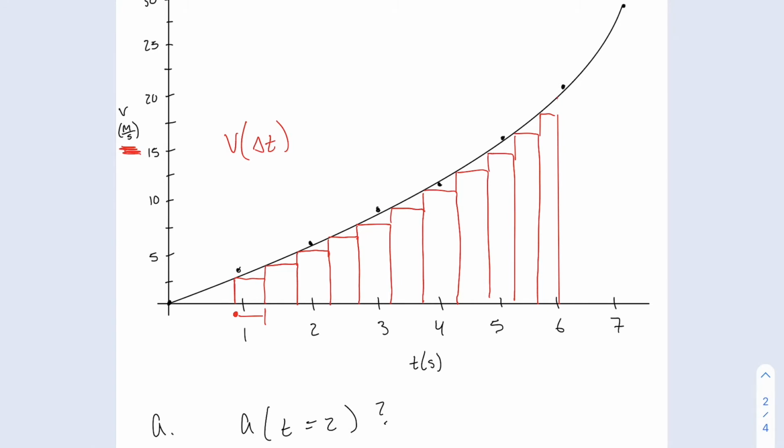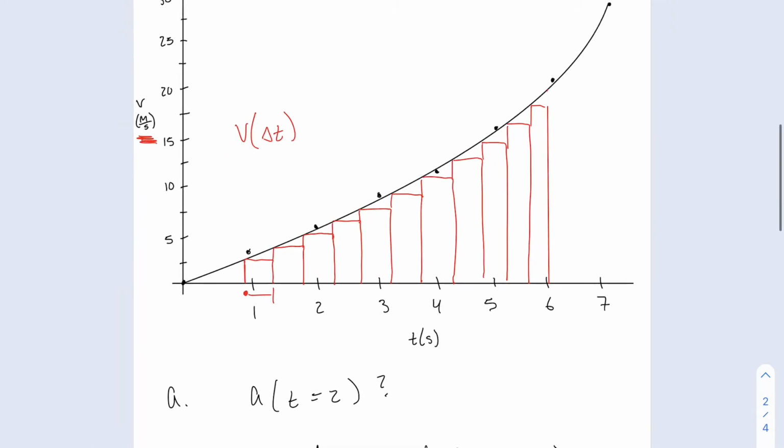So how could we fix that then? Well, what we could do is increase the number of rectangles, right? So what we could do is decrease this time interval, delta t, to smaller time intervals. But then the problem is you're going to have to calculate this a lot of times, right? So this is how you could estimate the area under the curve.